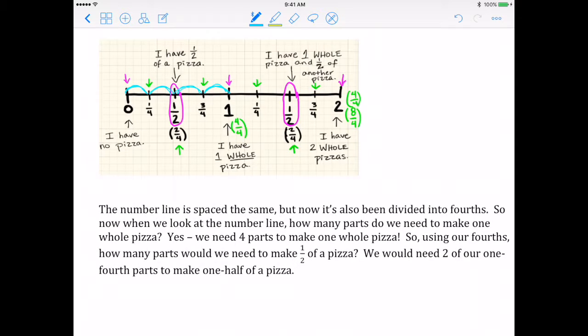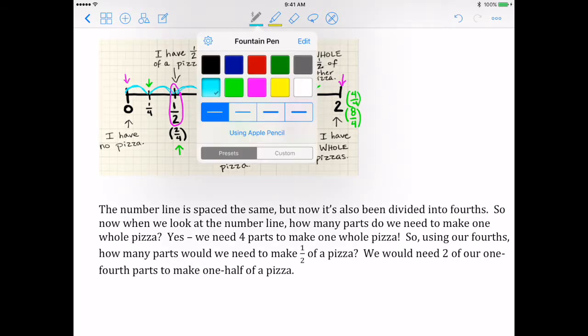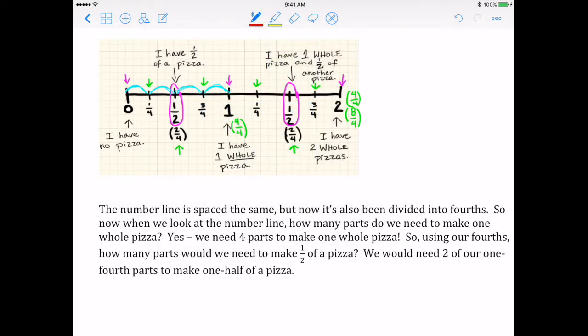So using our fourths, how many parts would we need to make 1/2 of a pizza? Well, we can look up here and see we needed 1, 2 parts to be able to make half of a pizza.